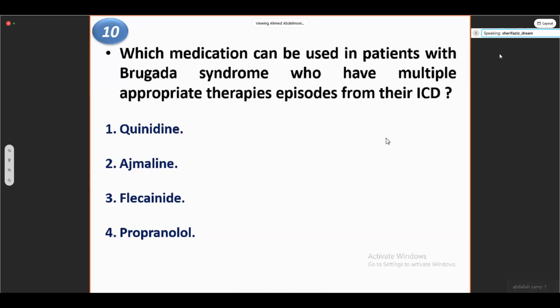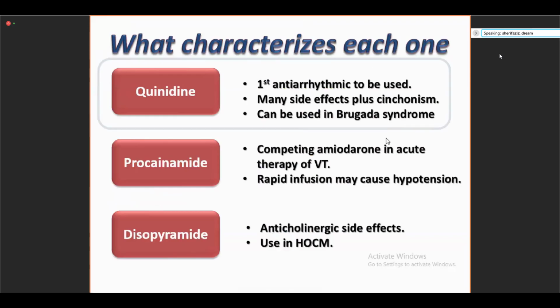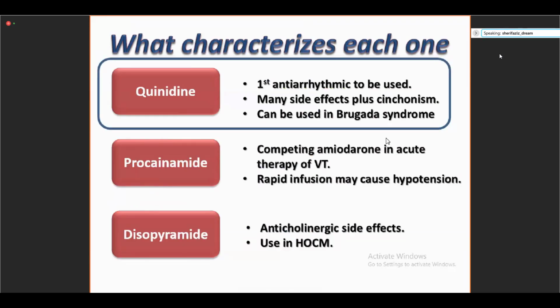I think the answer started to appear right here. So can we show the answer, please, Dr. Ahmed? That's right. Quinidine, of course, is the answer here. We can show the next slide. Quinidine is a class 1A antiarrhythmic that, of course, is not commonly used due to many side effects. And remember from the undergraduate teaching that we have a side effect called cinchonism, which is a type of toxicity caused by quinidine, but it still can be used in Brugada syndrome.